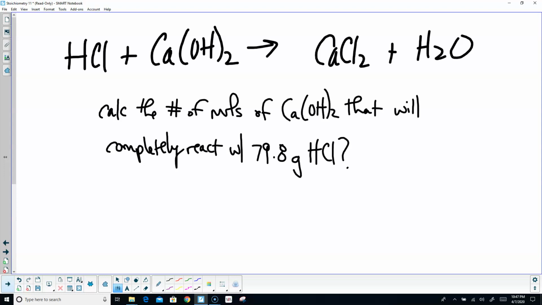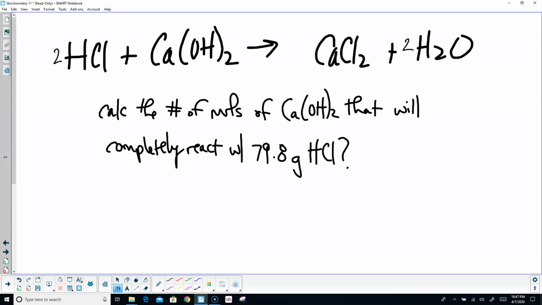Okay, so at first, let's see. If I end up putting a 2 here, that's going to balance the chlorines. 1 calcium on each side, that looks good. Hydrogens, I have 4 and 2 oxygen. So all I have to do is put a 2 there. That balances both the hydrogen and the oxygen. So 2, 1, 1, 2 are the coefficients.